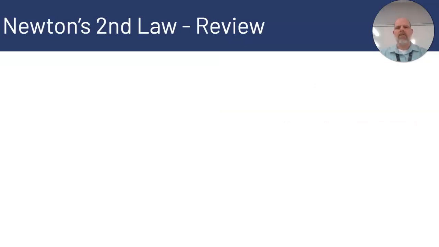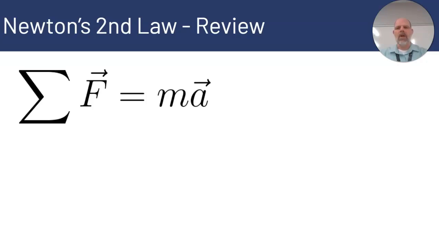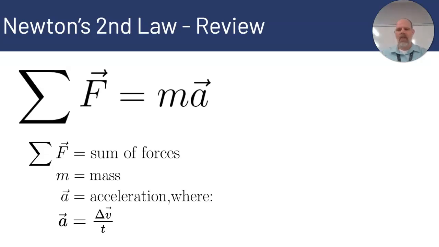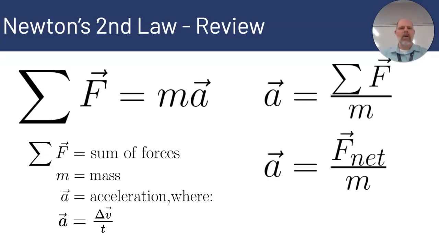Okay, so let's do a quick Newton's second law review. Newton's second law is written as sum of F is equal to ma. The sum of F is equal to the sum of forces, m is equal to the mass, and a is equal to acceleration, where acceleration is equal to the change in velocity over the change in time. So if we write this in terms of acceleration, we have the sum of forces divided by mass, or the net force divided by mass.